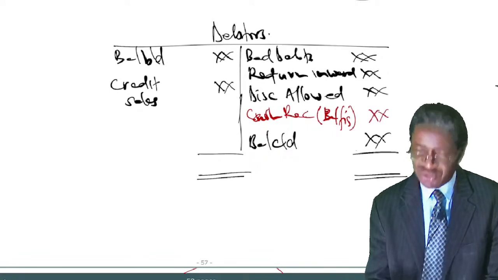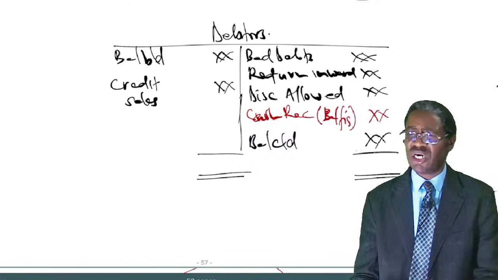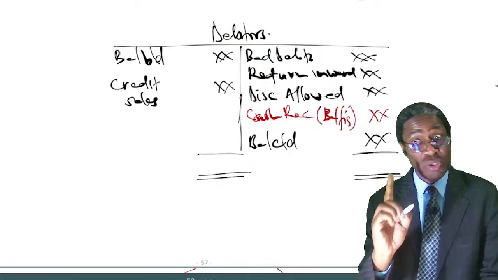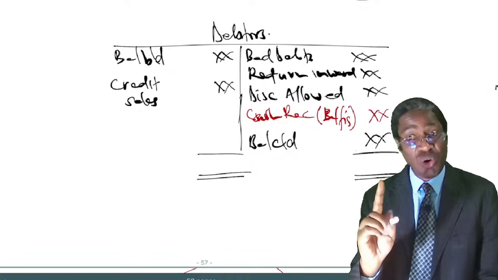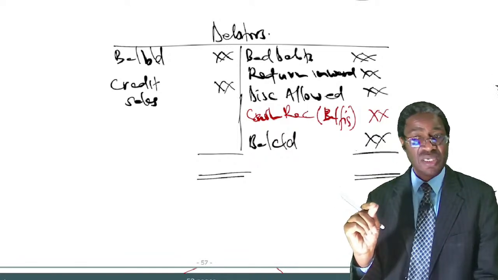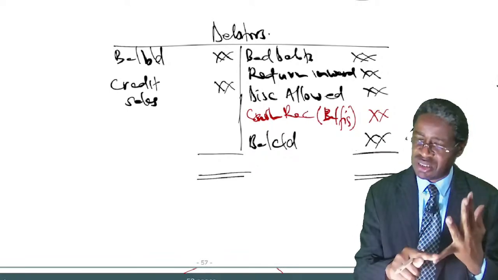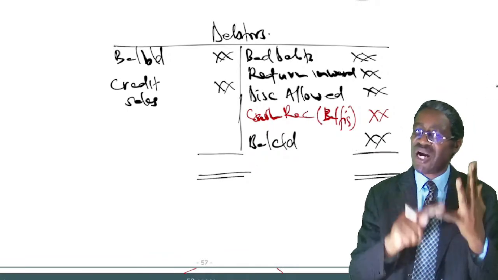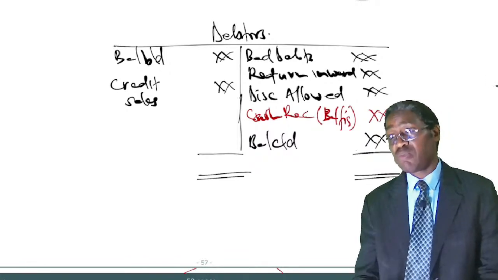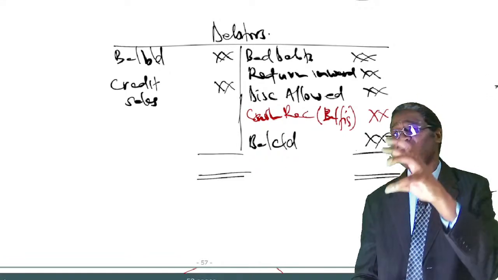Cash received from customers. Listen carefully also. The other critical point I want you to remember is we are looking for cash received from customers. I have not said we are looking for cash received from debtors. No, we are looking for cash received from customers. Debtors being part of the customers. We are looking for cash received from all of them.